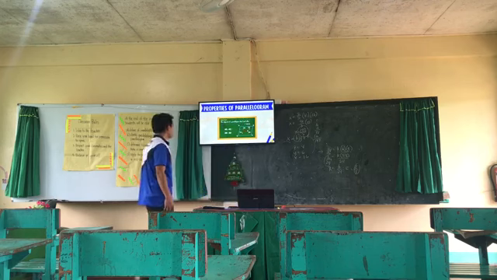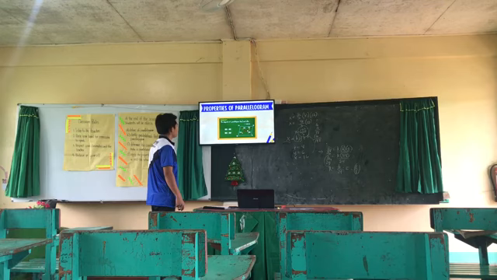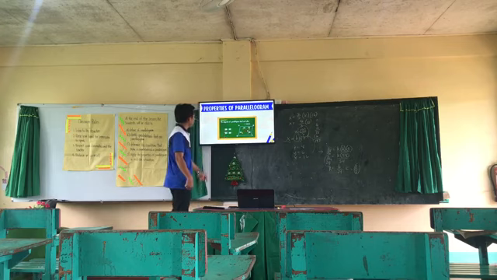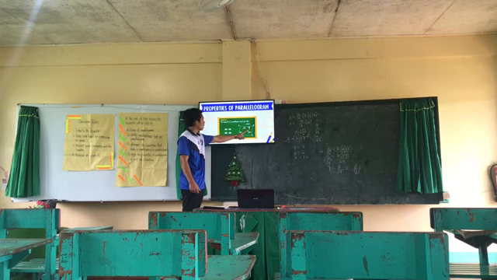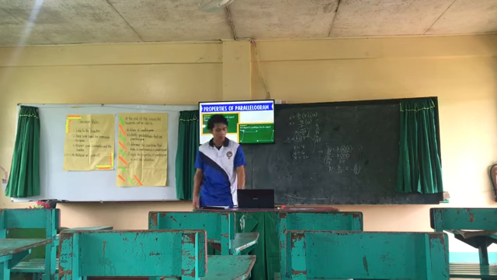Property number 4: the diagonals of a parallelogram bisect each other. So if we draw a line from A to C and from B to D, they always bisect each other. Line segment AE is always equal to EC. Same with BE, which is always equal to ED. That's for property number 4.